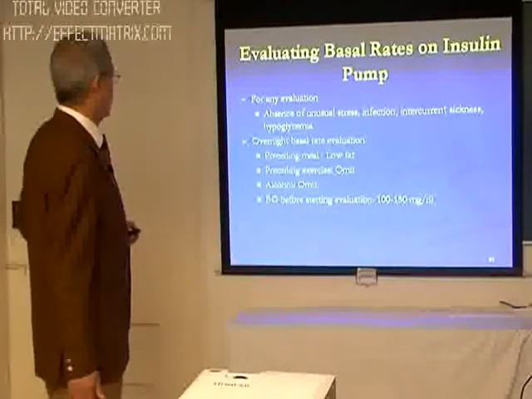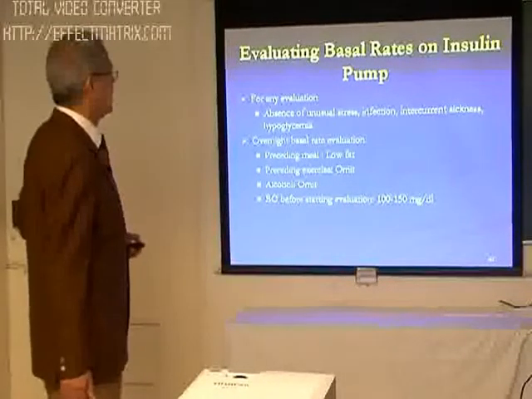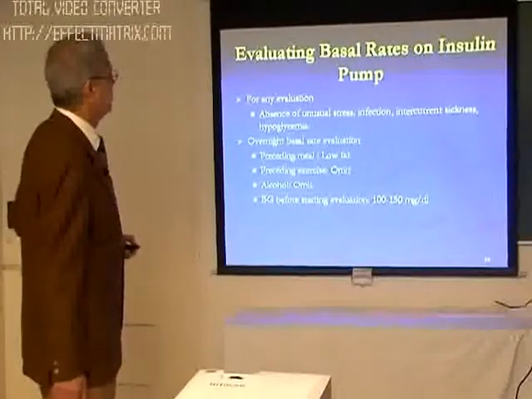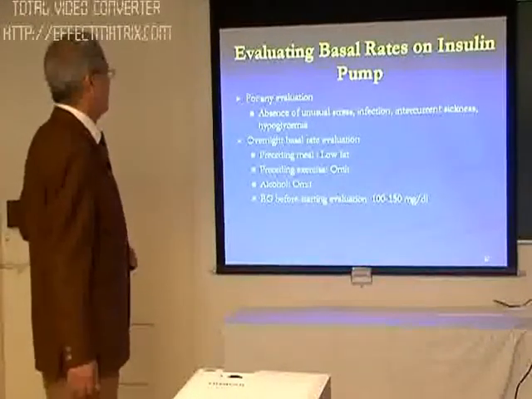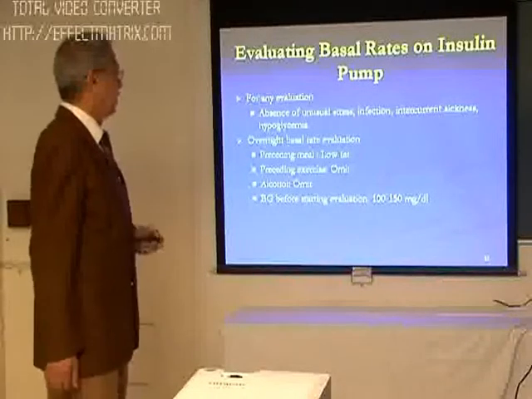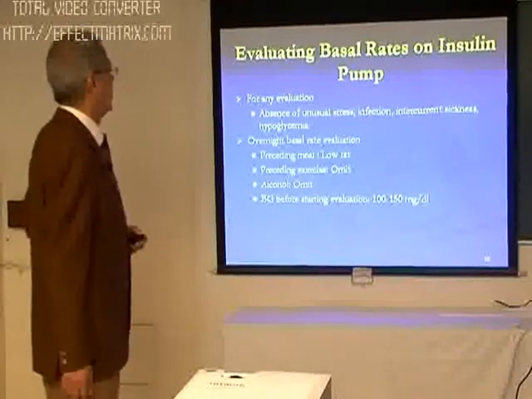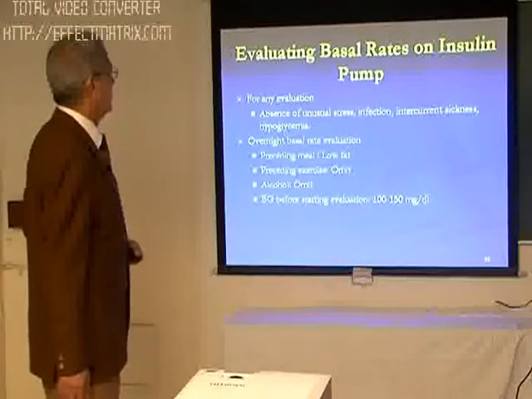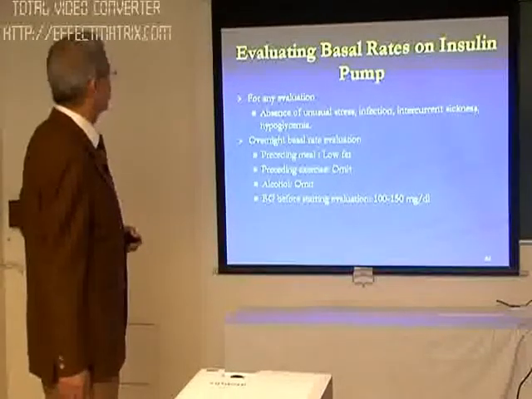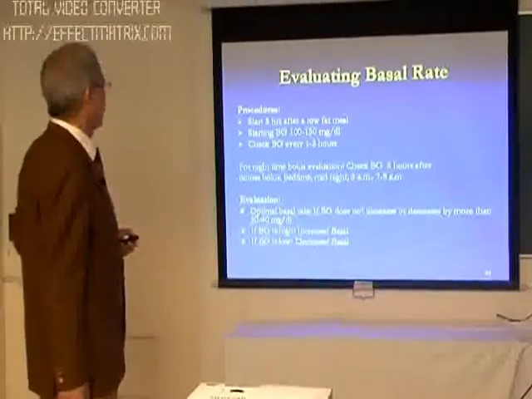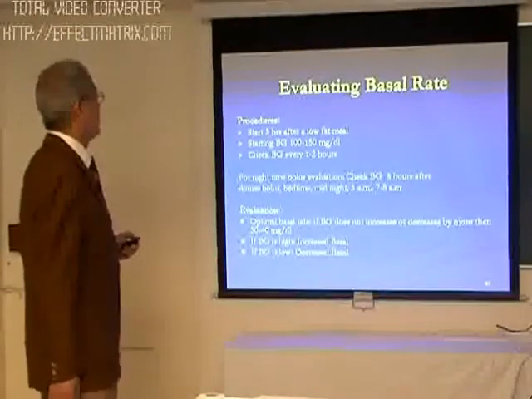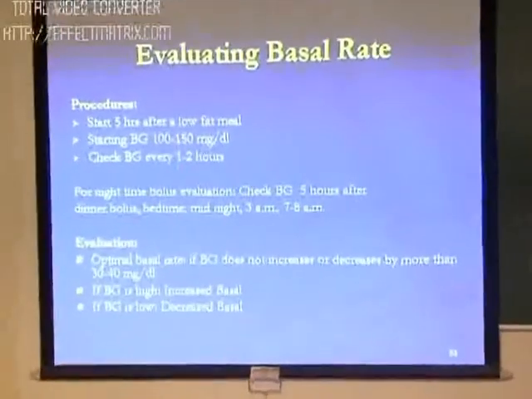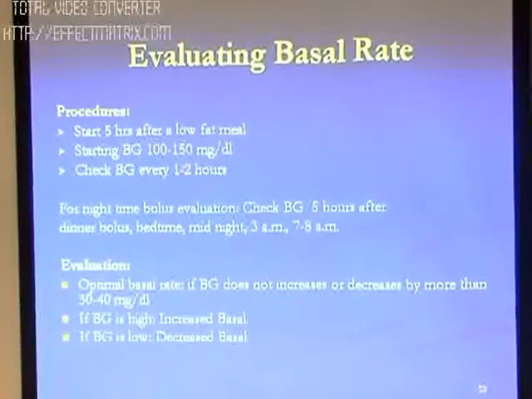In this situation, the starting blood glucose when you evaluate basal has to be around 100 to 150, so that in case you give lower doses it should not go very high. So patients should be under reasonable control when you evaluate the basal rates. You start about 5 hours after a low fat meal, and you see the starting blood glucose, and start checking blood glucose every 1 to 2 hours.